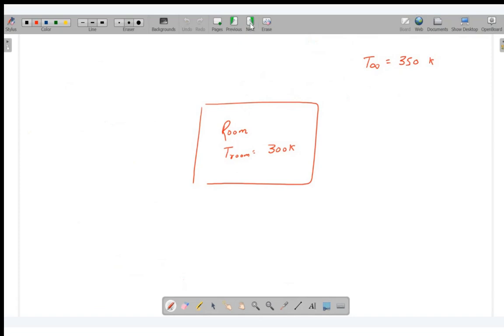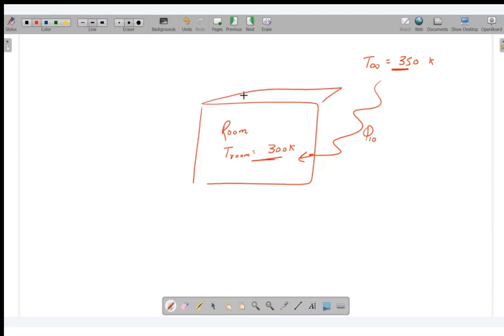Because usually losses we imagine as something going out from our system. Okay. But here what is happening? This is at 300. This is at 350. So naturally what will happen? Heat transfer will happen. Heat leakage, you can say, losses is okay, but you can see it as a leakage. So there will be some heat leakage that will happen inside the room, right? That is what it is trying to say.